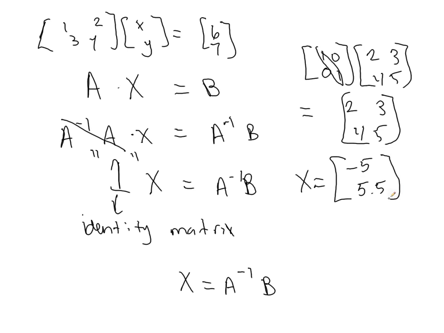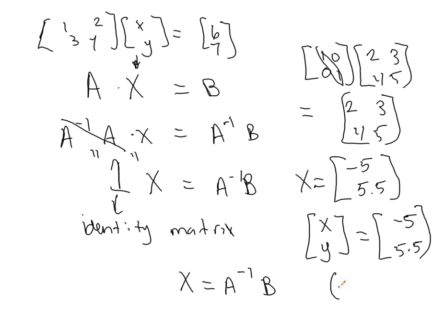Well, the X matrix, remember, that's just an abbreviation for this guy here. We equated that to that, so that means that the matrix containing X and Y is equal to -5, 5.5. So that means that the solution is X is -5, Y is 5.5. That's exactly where these two lines are going to intersect.